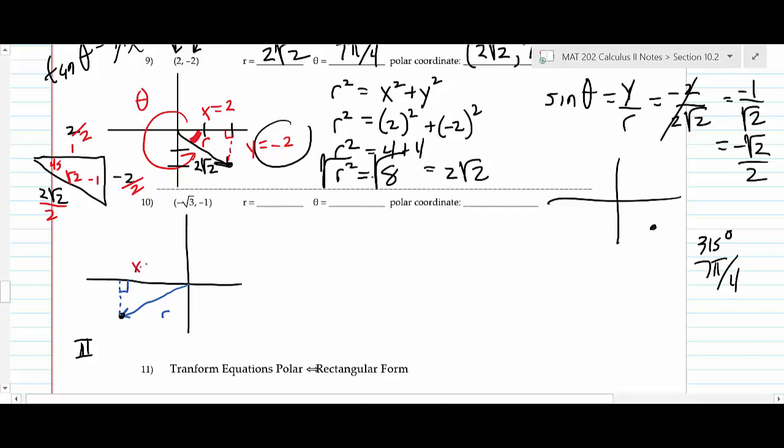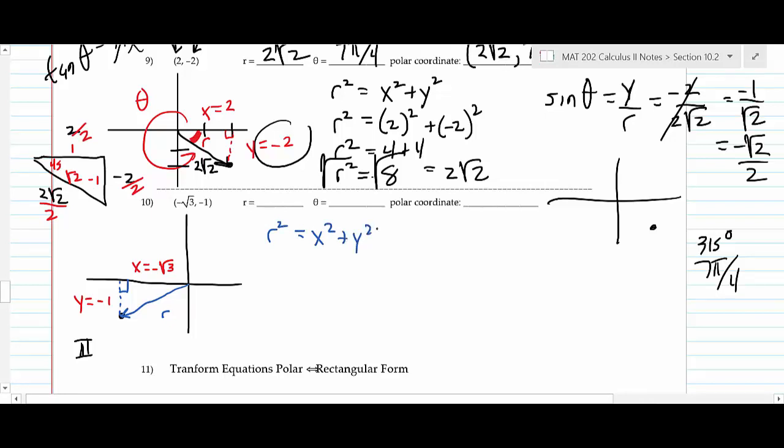So x is negative root 3, y is negative 1 like that. Okay? So what we need to do is we need to find r first of all. So you always do r the same way. You do Pythagorean theorem. Okay? You may already know that.